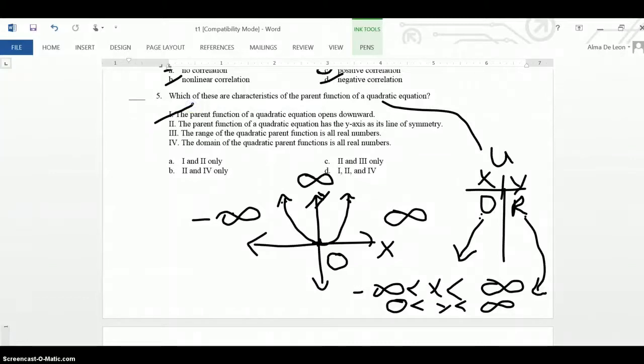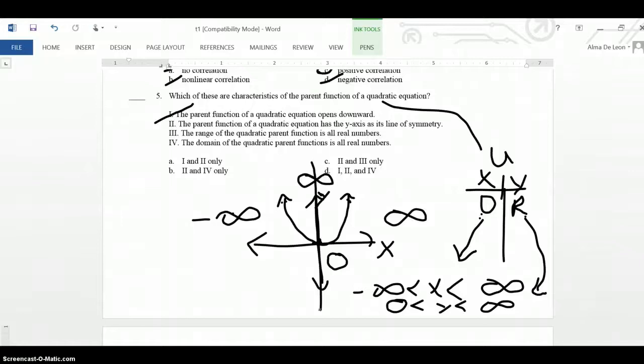The parent function of a quadratic equation has the y-axis as its line of symmetry. Well, yes, because if this is our y-axis, if we were to fold our parent function in half, then we would get the exact same shape on the left as we would on the right. So that means that it is symmetrical across the y-axis.